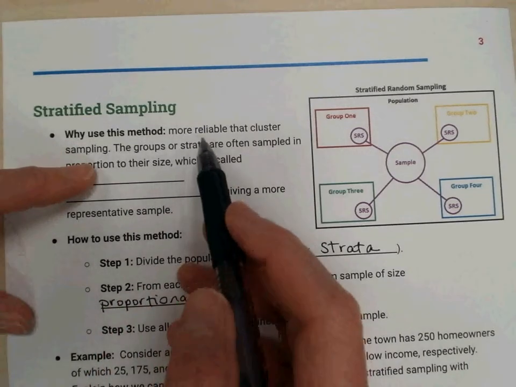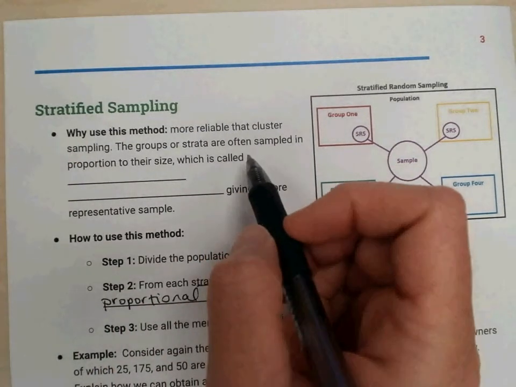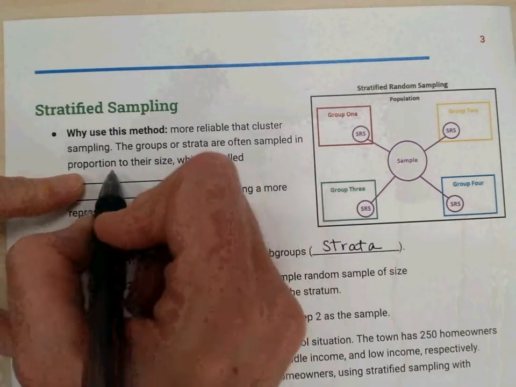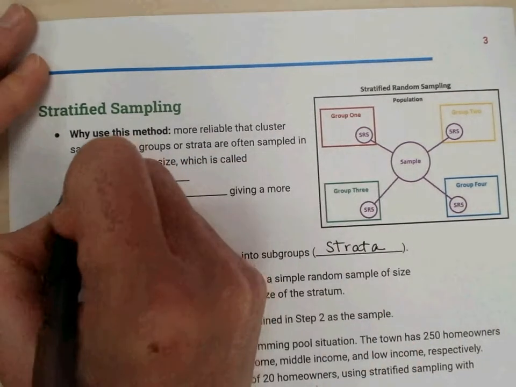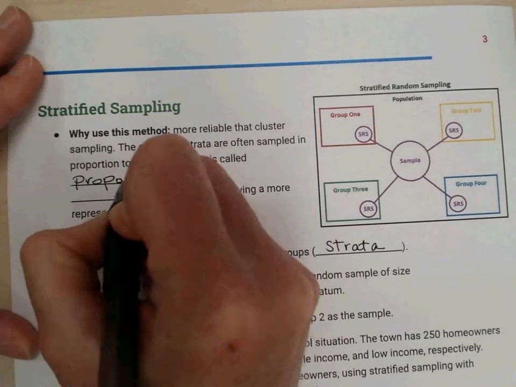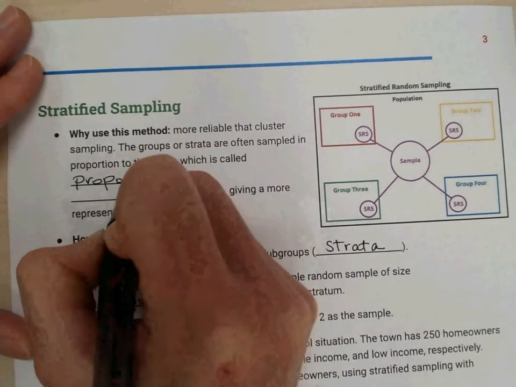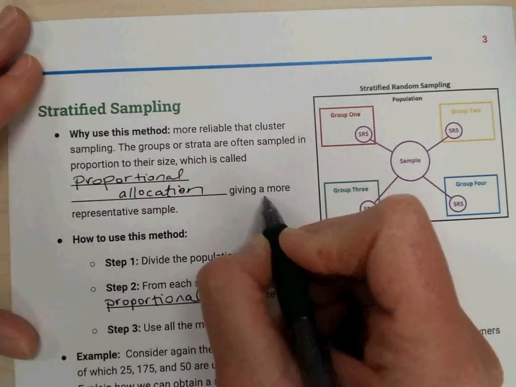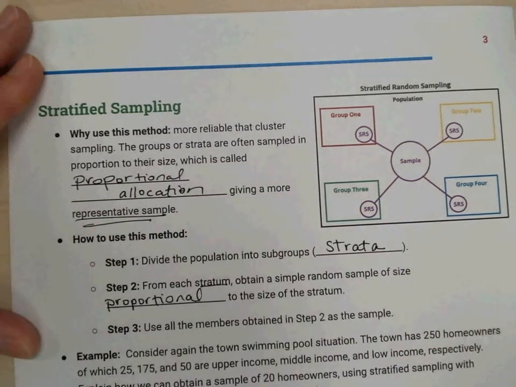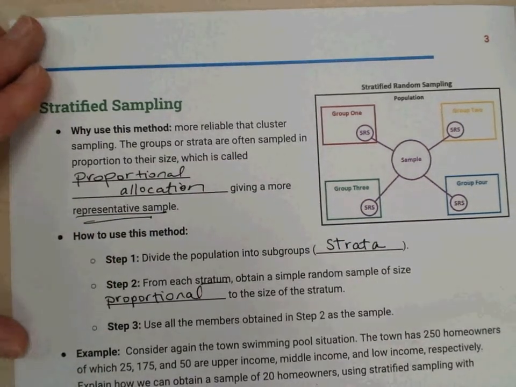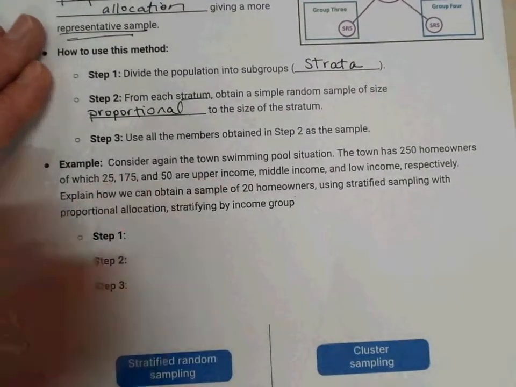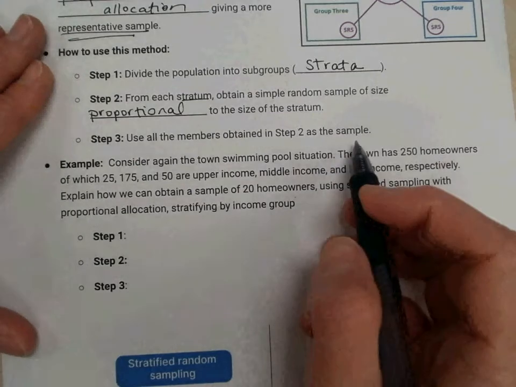And we use this method because it's more reliable than cluster sampling. The groups of strata are often sampled in proportion to their size, and that is called proportional allocation. And that gives a more representative sample. Remember from our notes, representative sample is key. Step 3, we use all the members obtained in step 2 as a sample.